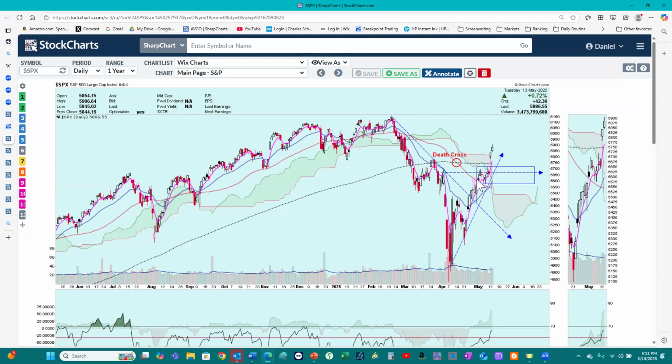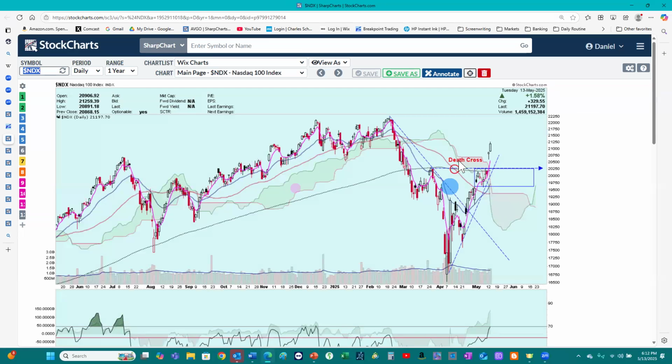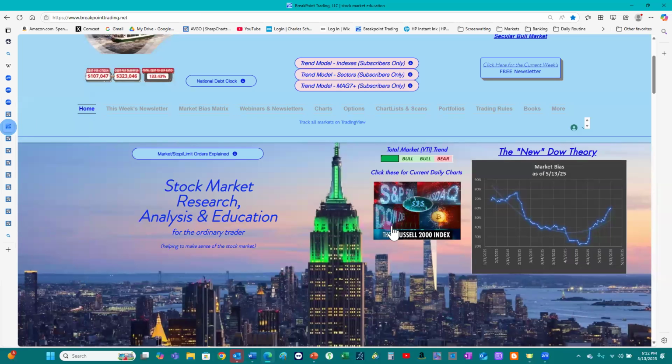This little box right here is what I thought might become a Darvas box, but it actually is not really a Darvas box because the market has just continued to go higher. But I'll talk about that in a minute. Let's go back and look at the NASDAQ 100, and it looks the same, actually even stronger today, moving higher.